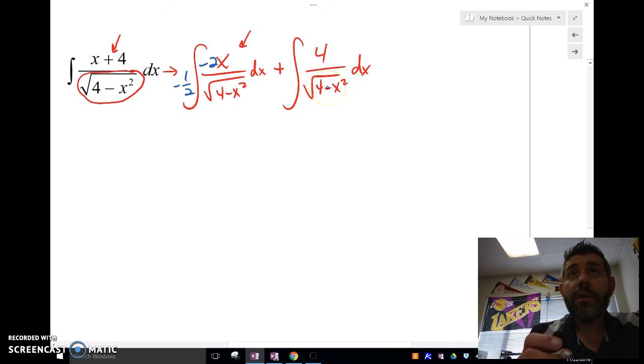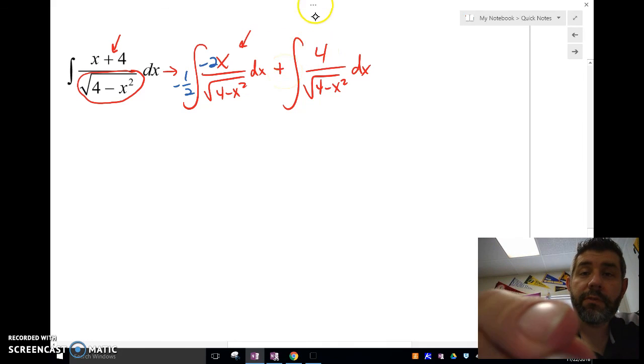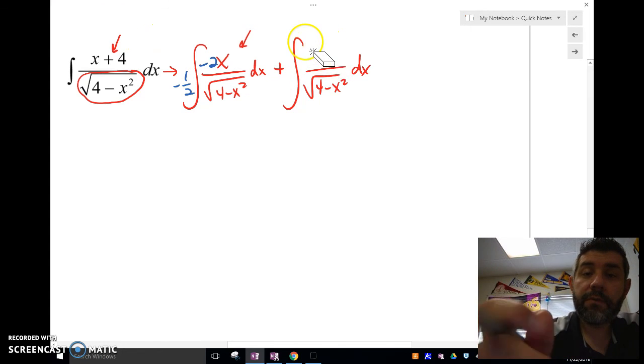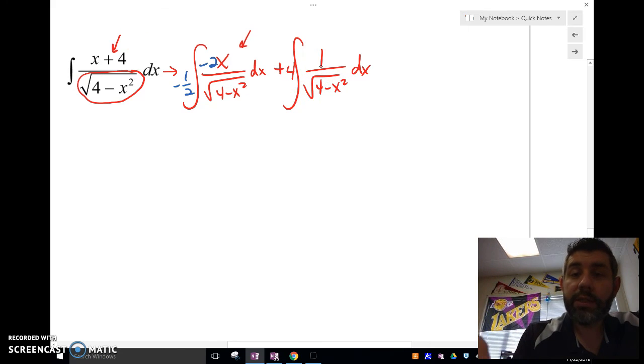This one, however, is an arcsine. What I'm going to do is move this 4 in front. And for this one, a is going to be 2, and u is going to be x, right? It's a squared, 2 squared, x squared.